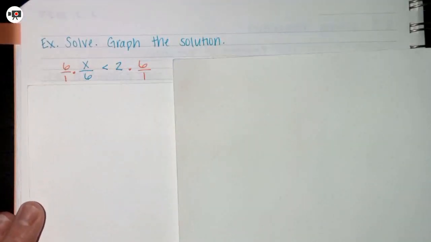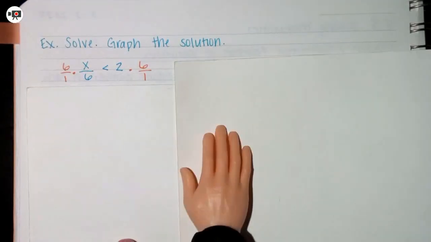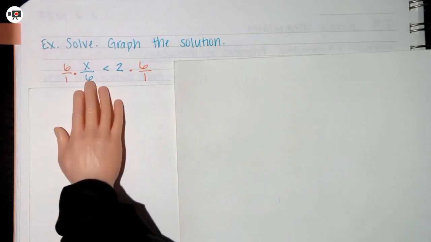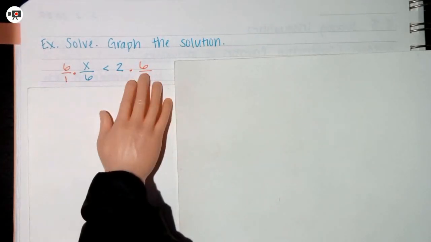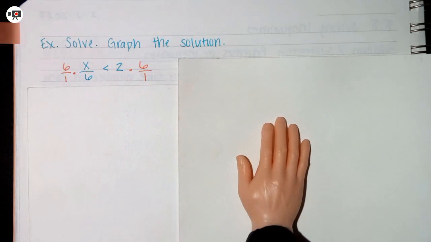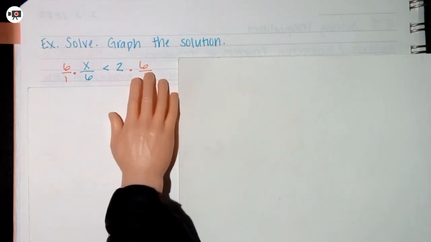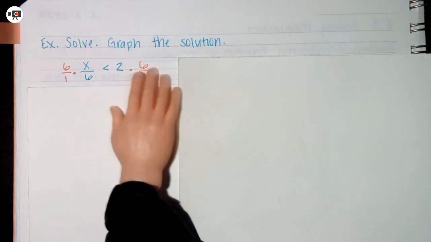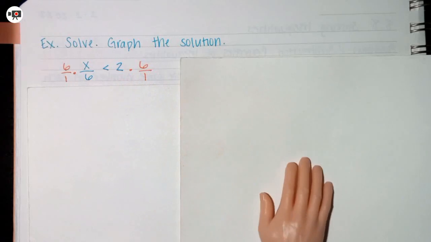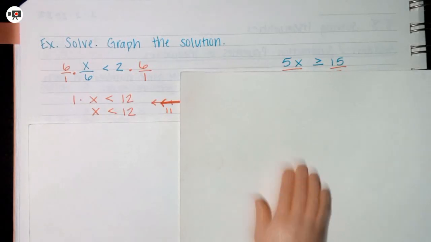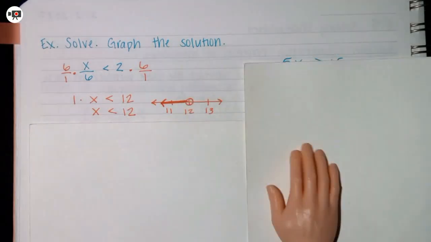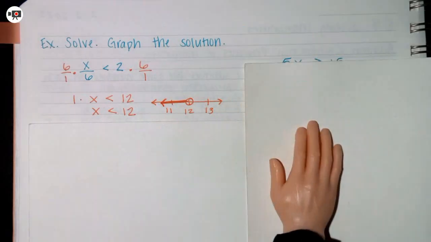So I have x over 6 is less than 2. This is division, so you do the opposite of dividing by 6 and multiply each side by 6. And remember, when we multiply with fractions, we would do straight across the top, straight across the bottom. So that means that I have x is less than 12, and here's the graph to match.